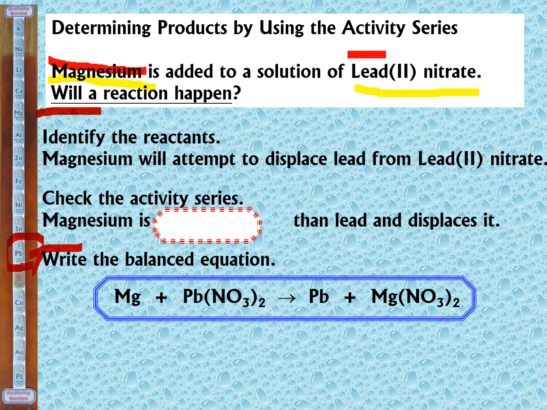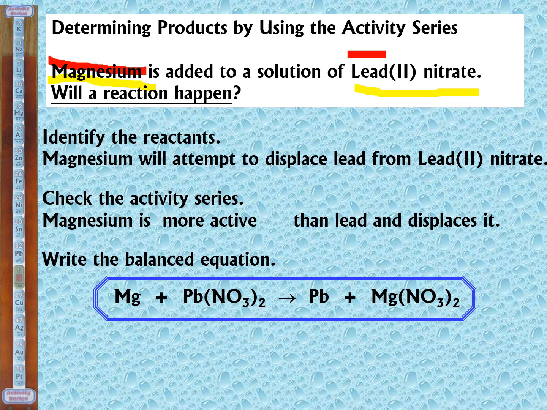So magnesium, there's no doubt, look where it is, way up there, easily beats lead in a fight. Easily beats it in a fight, no problem, okay? Magnesium is more active than lead. But what does the magnesium want?